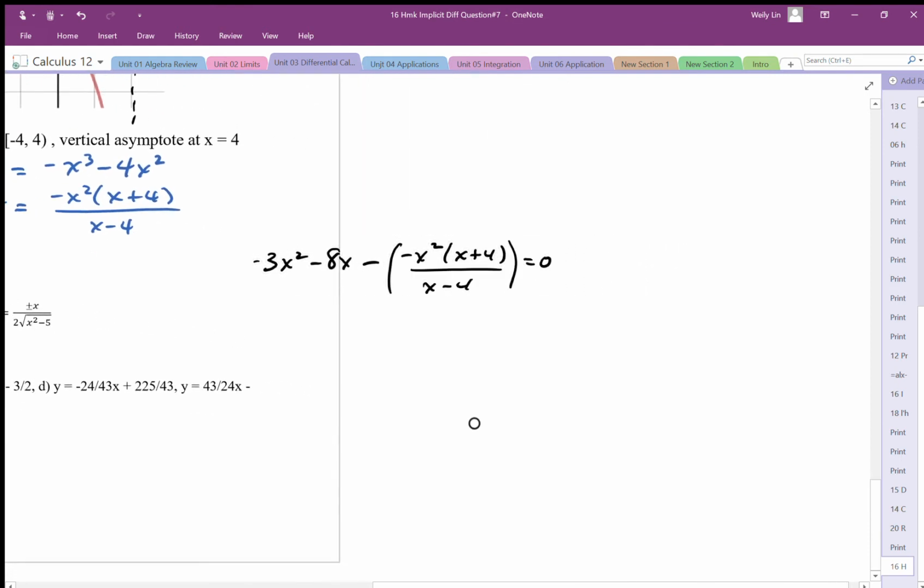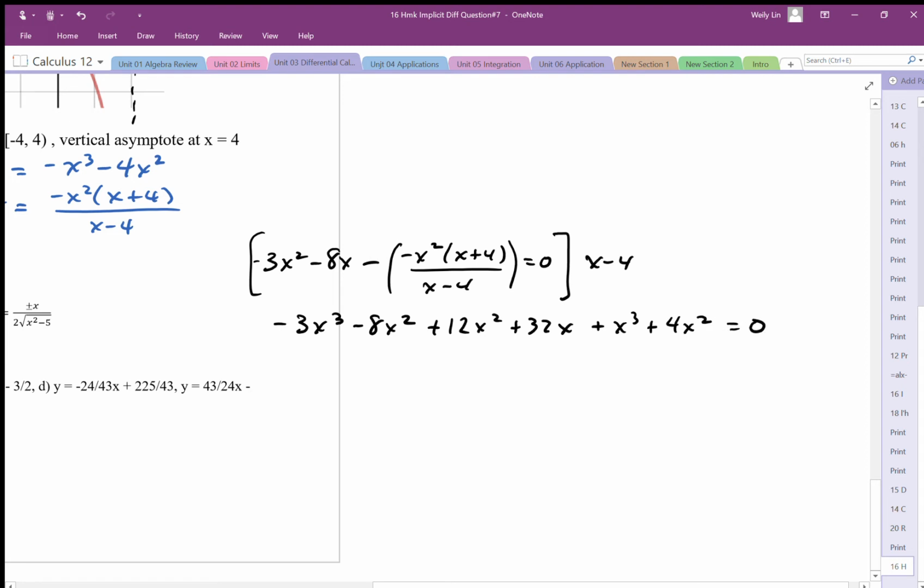Okay, I just need to solve this equation for x, so I'm going to multiply both sides by the denominator, x minus 4. Again, I've got my restriction of x not equal to 4 already, so I'm going to end up with 3x cubed minus x squared plus 12x squared plus 32x, and then plus x cubed plus 4x squared. Okay, I think I got my signs right.